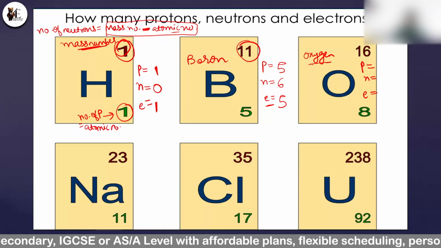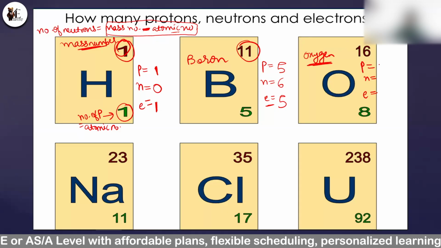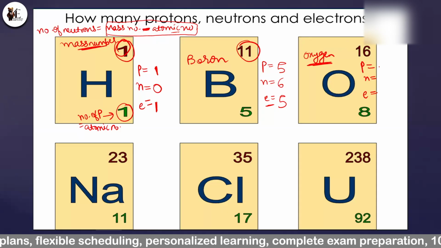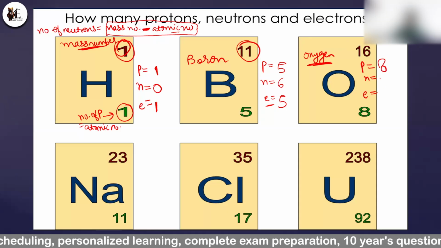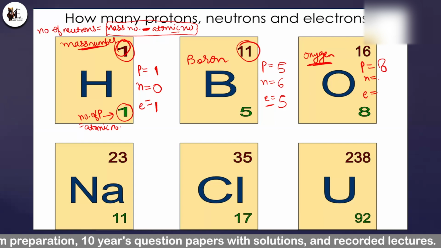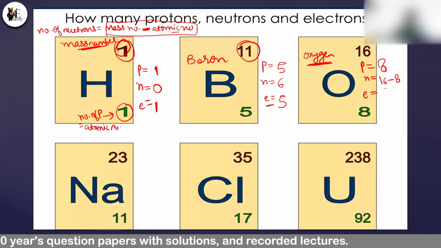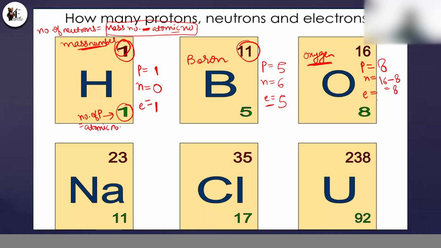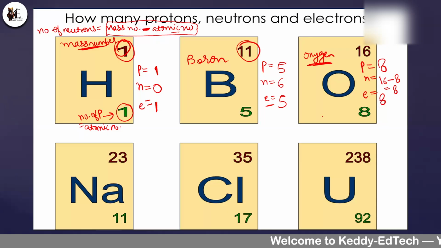So the number of protons in oxygen is 8. Neutrons? Mass 16 minus 8, which is equal to 8. Number of electrons in oxygen? 8. Very good.